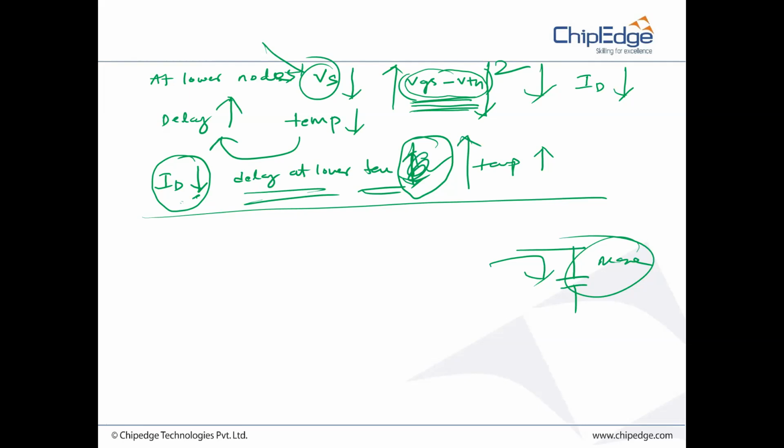Is that clear, guys? Yes or no? Yes, sir. So this is all about your temperature inversion. Any doubts? But what happens in higher nodes, we will see. See, in higher nodes, if you consider ID, VS is more, right? So the effect of VS will be less. But here in lower nodes, the effect of VS will be more. So that means your VGS minus VS will increase here. As this increases, your ID increases here.